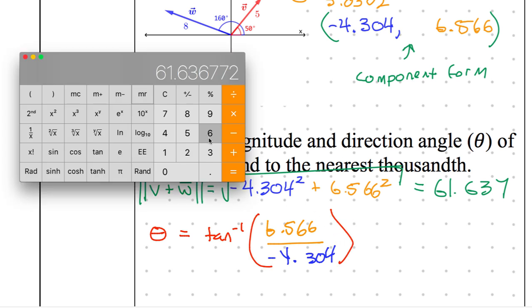All right, let's go ahead and do that. So on our calculators, 6.566 divided by 4.304, make that negative. That is this decimal. Then I take the arctan of that. So I have to go second tan, and I get negative 56.755. Is this in the correct quadrant?